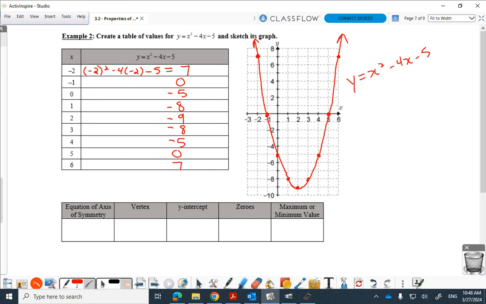Now we do all this stuff again. Equation of the axis of symmetry. Who's got this now? X equals 2. Good. For the axis of symmetry, you just do the x equals. For the vertex, we do the point, 2, -9, right?